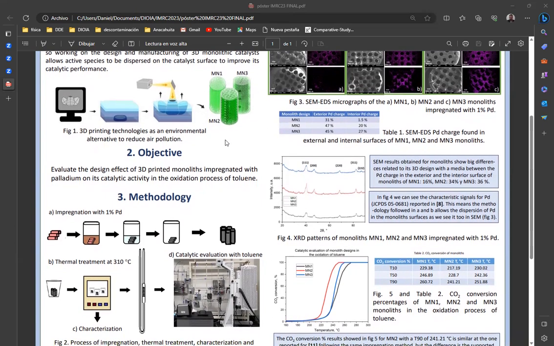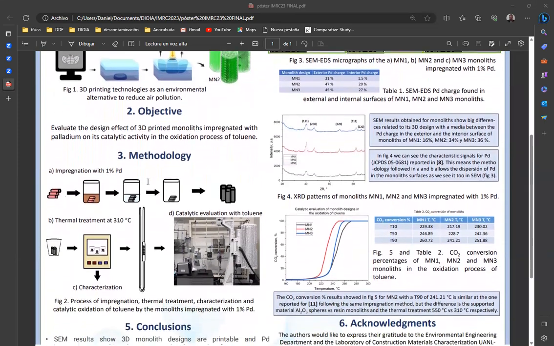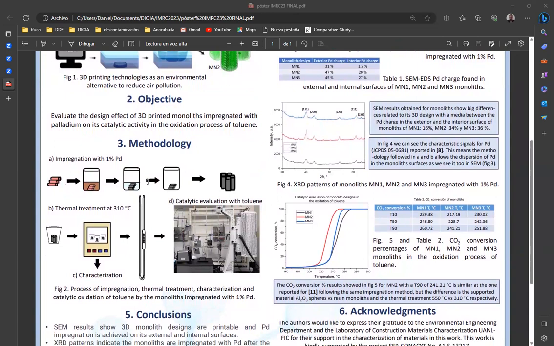And then we followed the next 4 steps. A, impregnation. B, thermal treatment. C, characterization. And D, catalytic evaluation. The impregnation was realized by preparing one solution of palladium chloride containing 1% of palladium, with the monoliths placed in a beaker where they were heated to dryness at a temperature of 85 degrees Celsius and under magnetic stirring, as you can see here in this part.